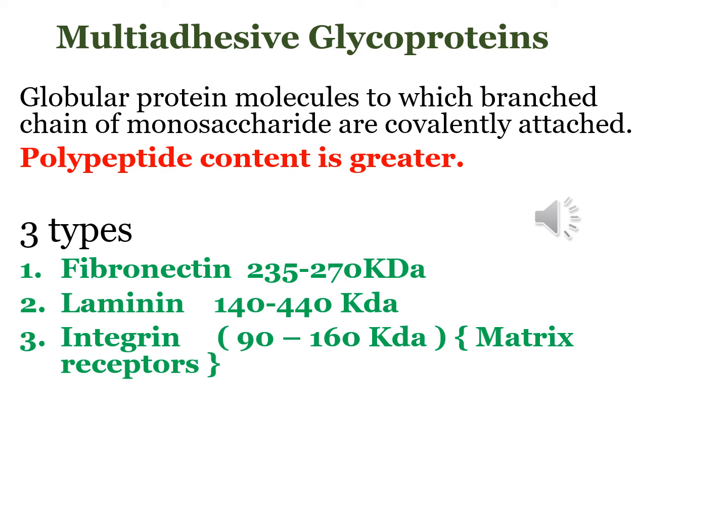They are going to act as a gluing substance and all have multiple binding sites for cell surface receptors and for the matrix macromolecules. The adhesive glycoproteins are very large molecules with branched oligosaccharide chains, and they have an important role in adhesion of cells to the substrate. They are going to attach the cells to the different substrates.